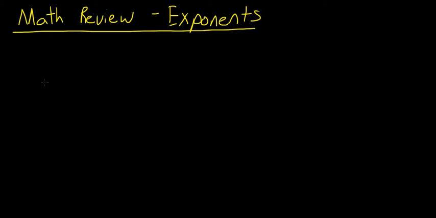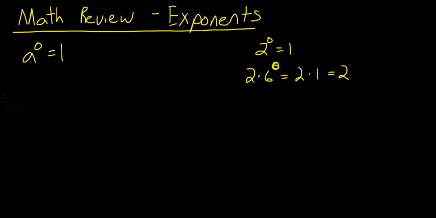In this video, we're going to go over the exponent rules that will be necessary for the course. So the first one is that a to the 0, or any variable or number raised to the 0 power, is equal to 1. So for example, if we had 2 to the 0, that's equal to 1. If I had 2 times 6 to the 0, that's equal to 2 times 1, just equals 2. And that will always be the case.